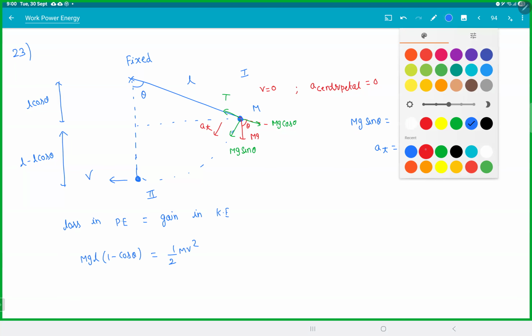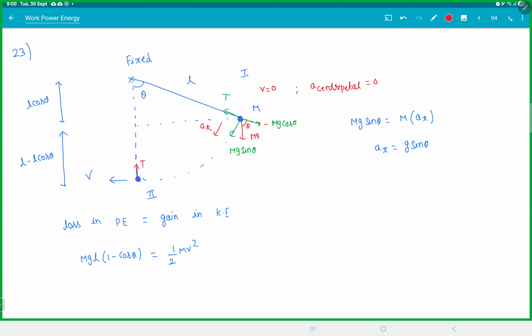Great. Now when you're at the lowest position, we have tension, we have mg. At this position, A tangential is 0, but we have A centripetal, v square by L. And here we know the value of v square: 2gL(1 minus cos theta). So A centripetal is 2g(1 minus cos theta). So basically at the lowest position, we have centripetal acceleration. At the initial position, we have A tangential. Making sense? Because there's no horizontal force at this position.